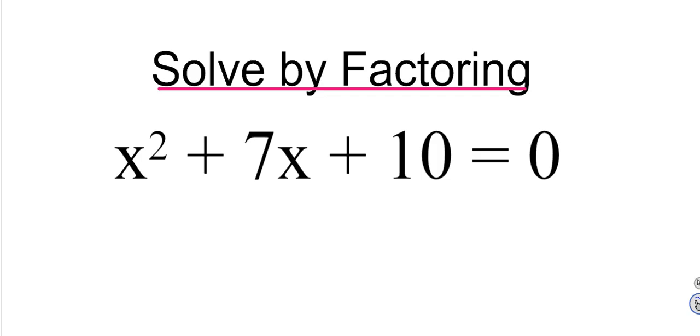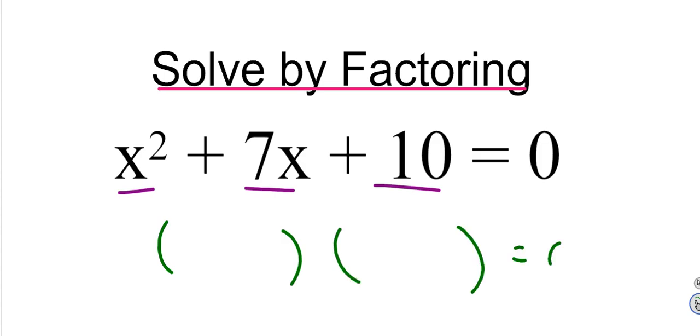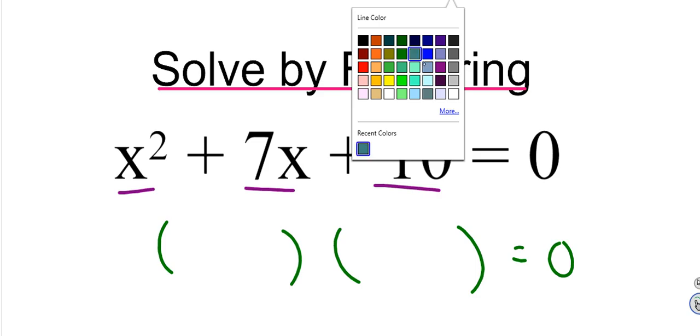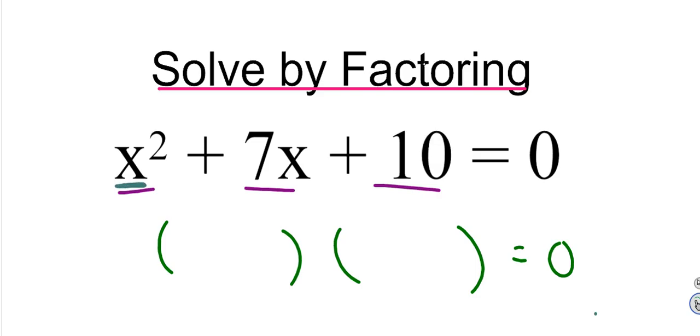All right, so solve by factoring. When we see this, it's a trinomial, right? We see 3 parts. And when we have a quadratic like this, we can go ahead and set up our parentheses. When we set up our parentheses, we're saying, what times itself is going to give me x squared? Well, x times x. Now that's what we put in here. Then we say, what times what gives me 10? I have 2 options, right? I have 1 and 10. I have 2 and 5. So I have to pick one or the other.